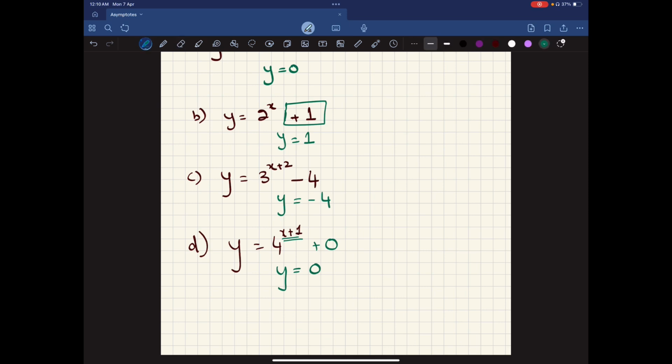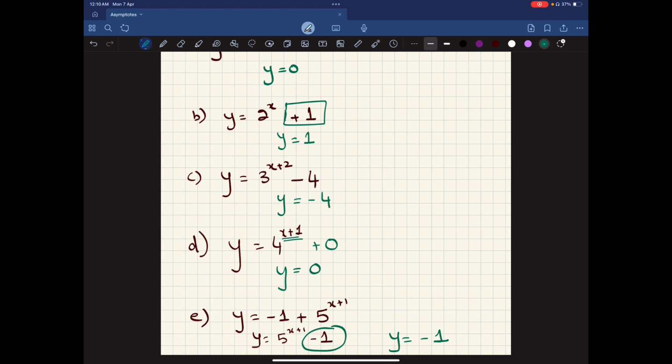Chalo, let's try a slightly tricky question. Y is equals to negative 1 plus 5^(x+1). Okay. So I hope all of you are able to figure out that it means exactly this. So our horizontal asymptote is going to be y is equals to negative 1.